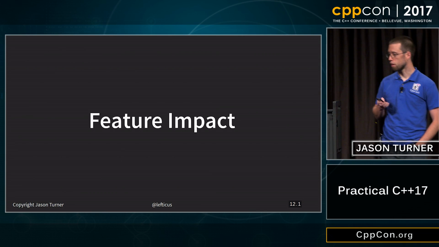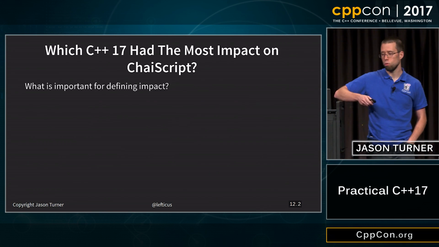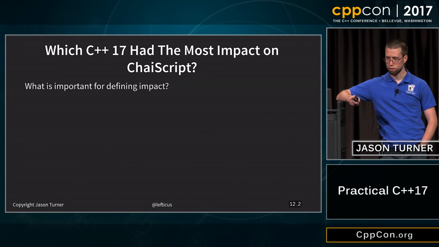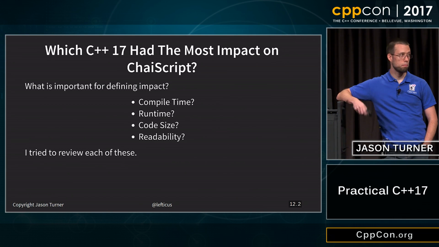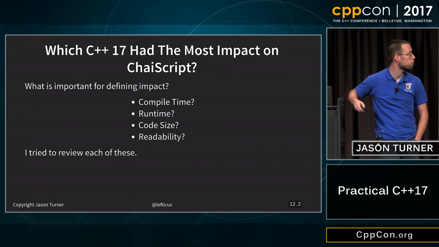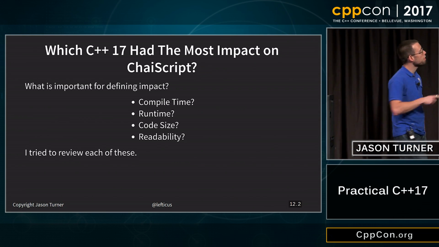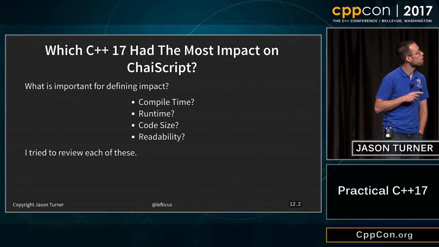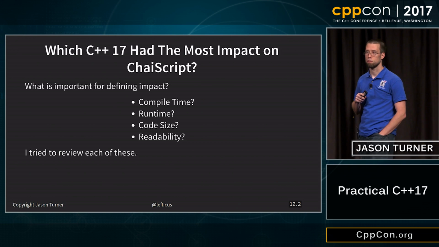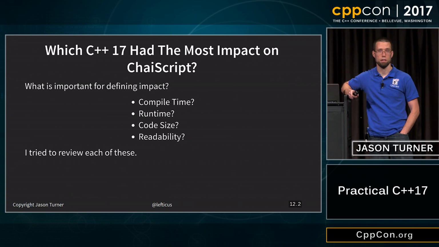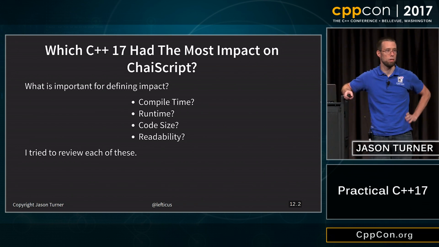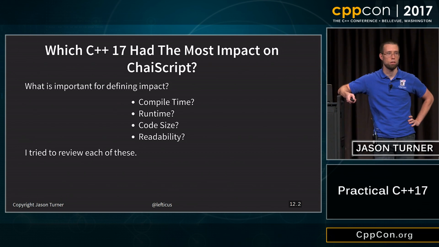Okay, now we're going to talk about the actual impact and how we define our impact. Well, I meant to ask you how you would define it, but then I accidentally went all the way forward here. So I'm looking at things like compile time, runtime, code size, and readability. And does anyone else have any other opinions as to what they would be looking to keep in mind for impact on their code?